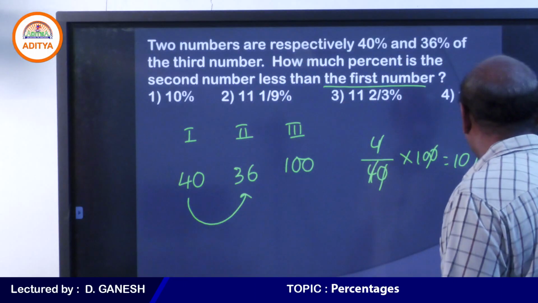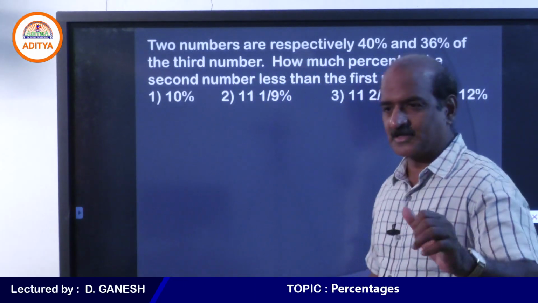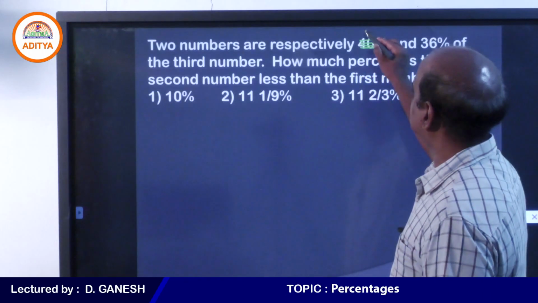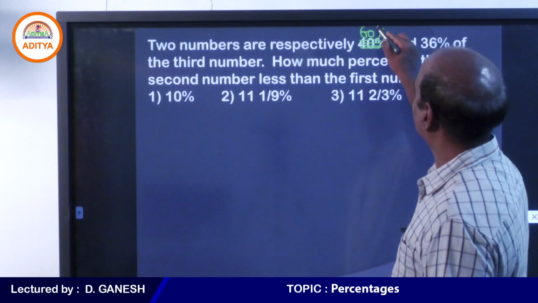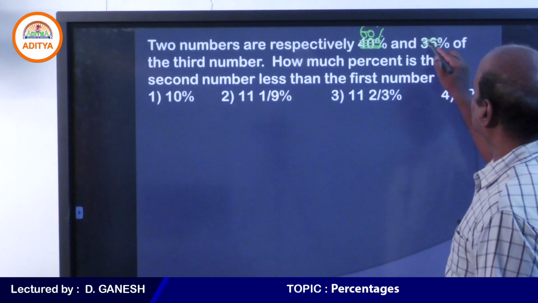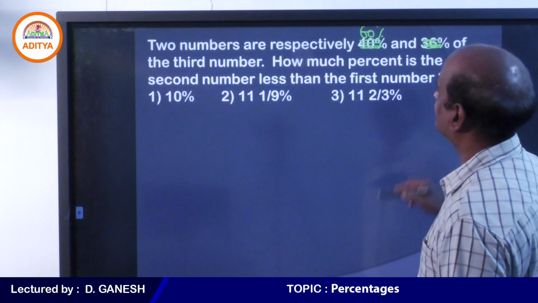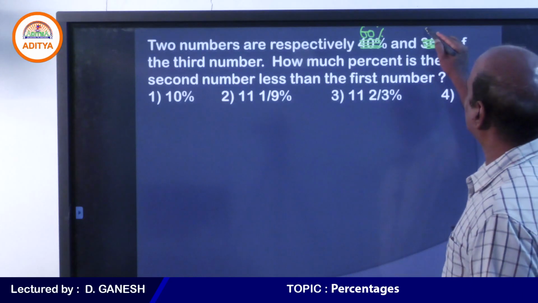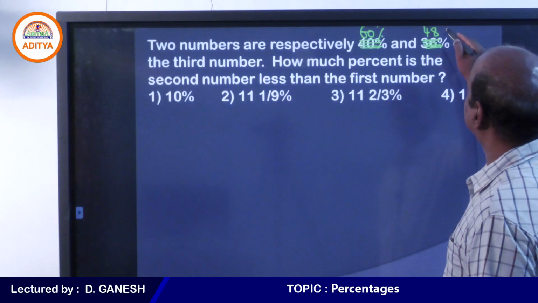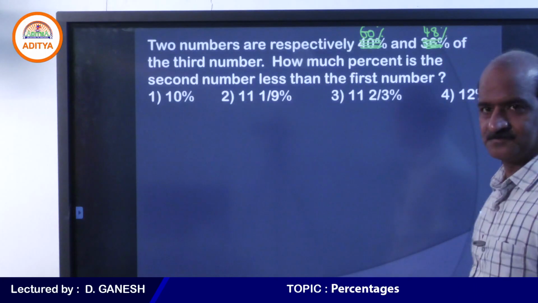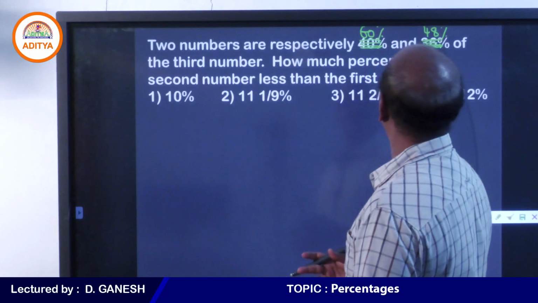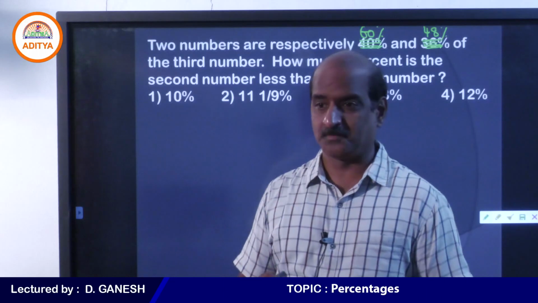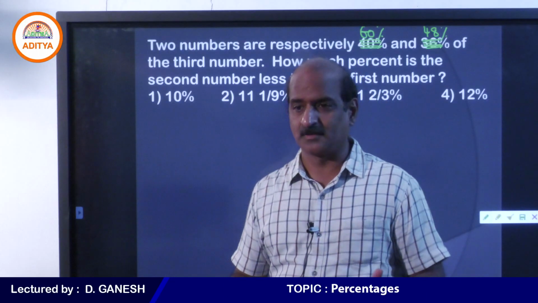Okay. Now, I want to make some changes in the question. So, let us see how you answer this. Students, please take: let this number be 60% and let this number be 48%. Answer this question again. The 2 numbers are 60% and 48% of the third number. 2 numbers depend on the third number. You know, we have to start from the third number.